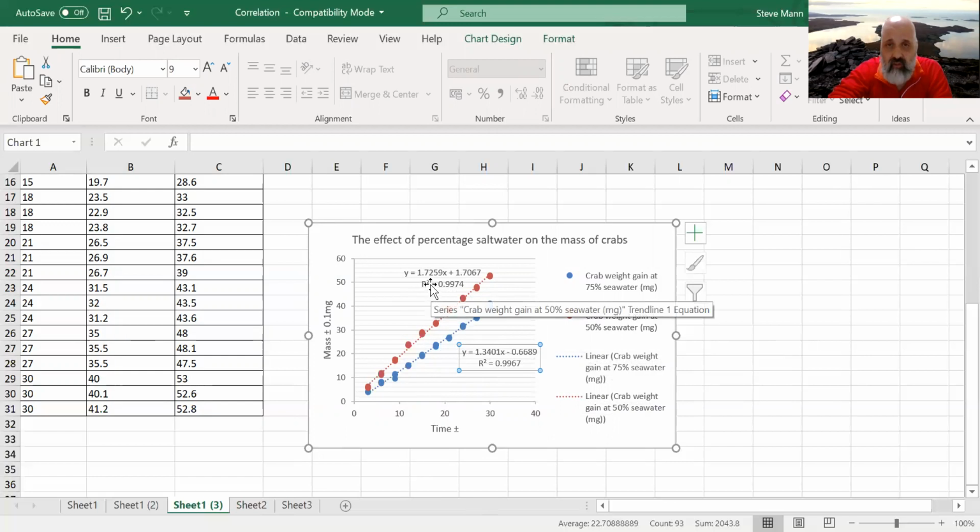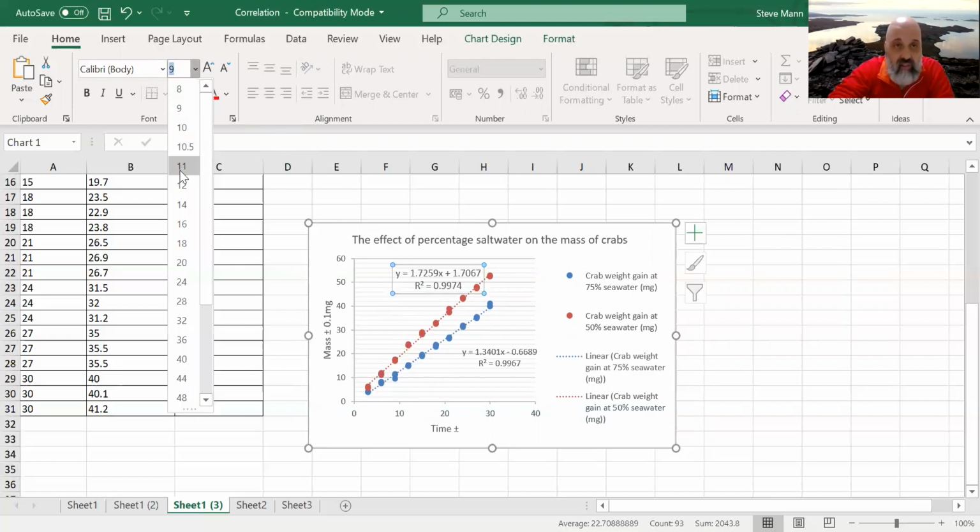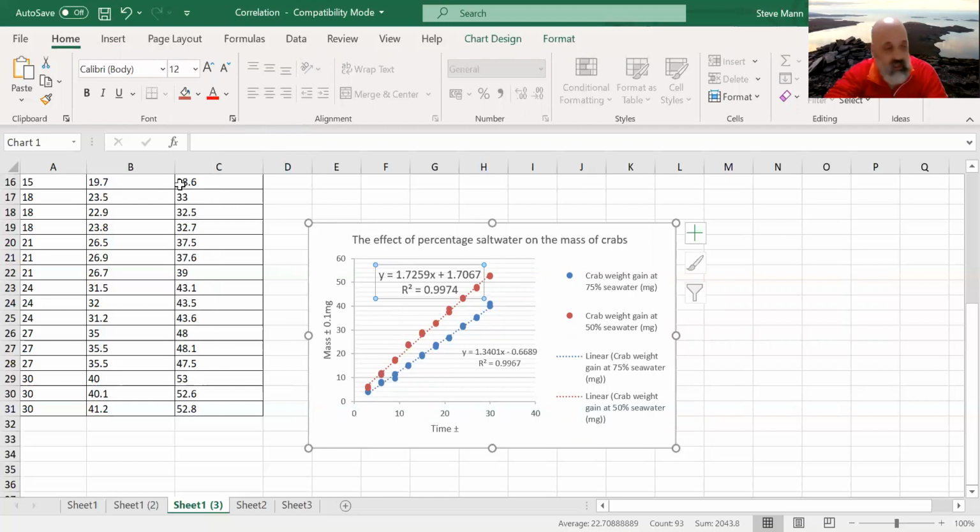This R squared value indicates the correlation. You'll notice most of our points are very close to the line. It's not surprising that the correlation is very, very high. I might increase the text size on that. 9's a bit small for me. Maybe not so bad if I put my glasses on.